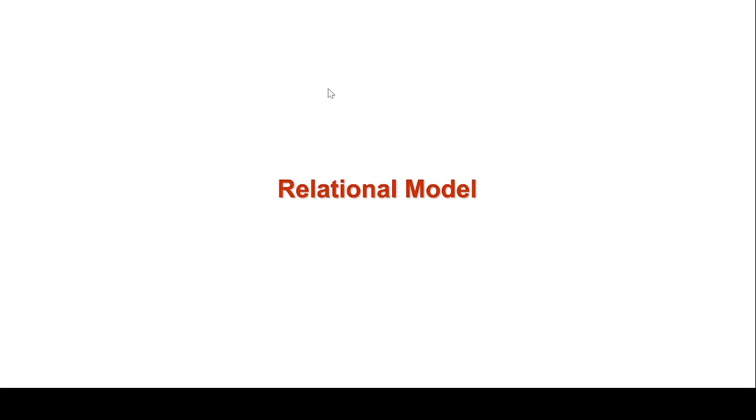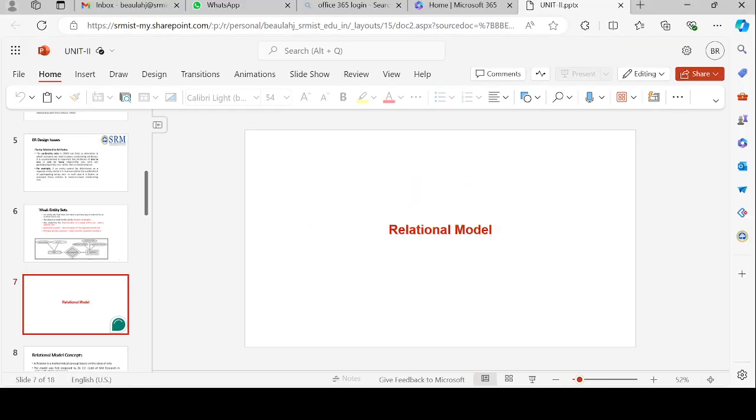So up to this, we have seen what the issues in the ER diagram are. In the next slide, we are going to see about the ER model.